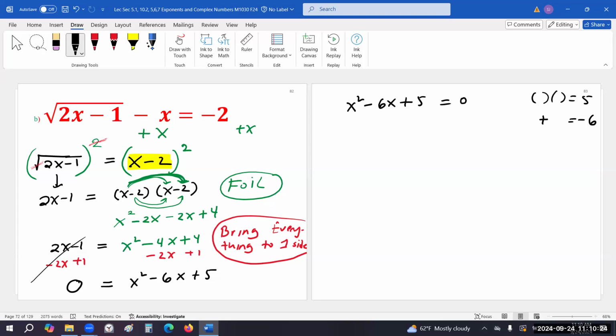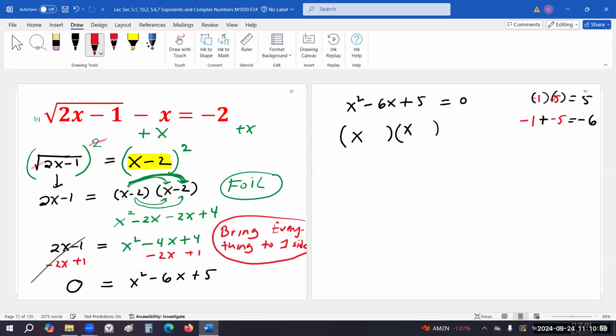5 and what? 1 and 5. One of them has to be negative, right? Both of them have to be negative. So -1 times -5 gives you +5 when you multiply them. And -1 plus -5 gives you -6 when you add them. Two numbers multiplied is the constant, combined is the middle term. What do we do with those?